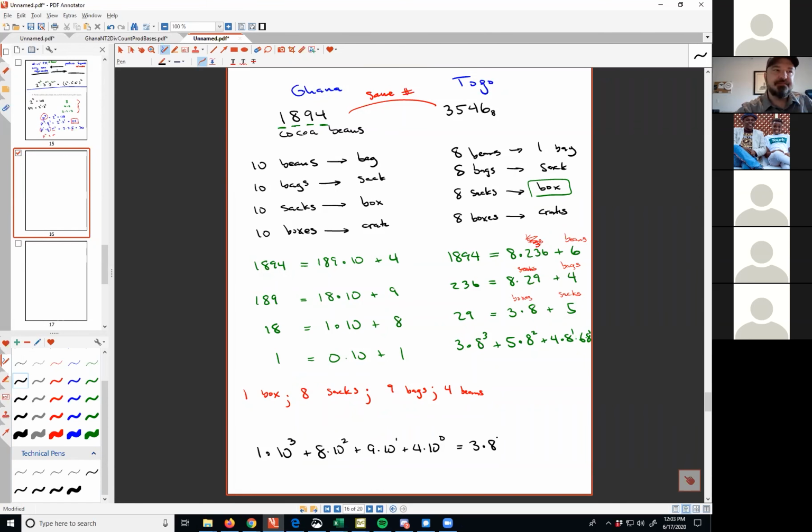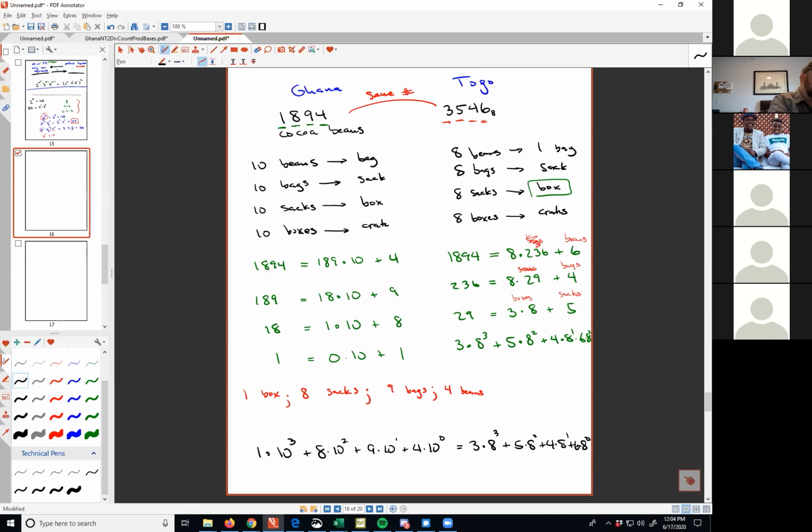But let's say that Togo sent us beans packaged in their way, and we had 3 boxes, 5 sacks, 4 bags, and 6 beans. Would that take a long time to count? No, because if we knew your number system, we could work it back.